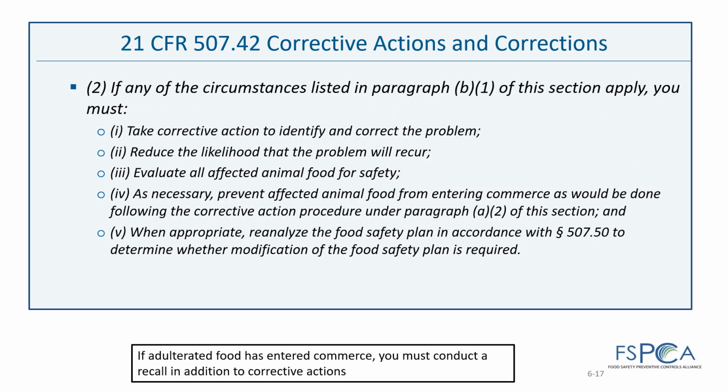Here's what we need to do when we actually implement that corrective action. This should look familiar. What we need to do is take corrective action to identify and correct the problem, reduce the likelihood, evaluate all affected animal food, prevent it from entering commerce, and then take a look at number 5. When appropriate, reanalyze the food safety plan in accordance with 507.50, which is our reanalysis section, to determine whether modification of the food safety plan is required.